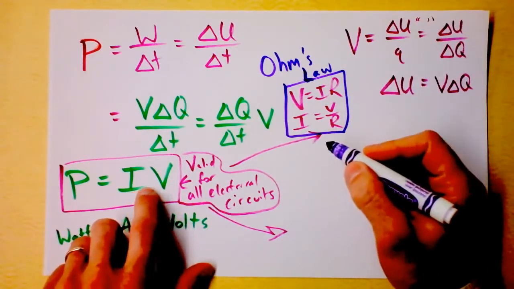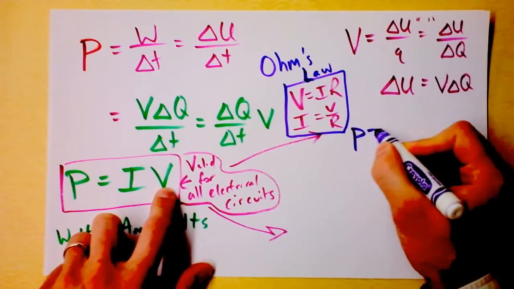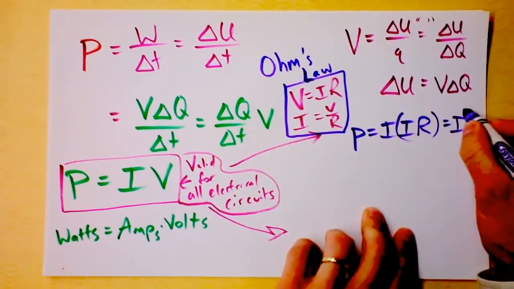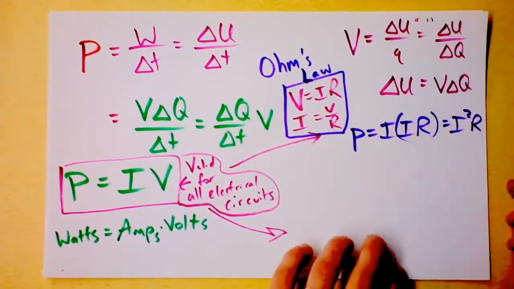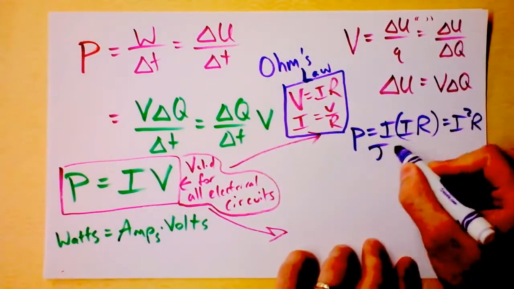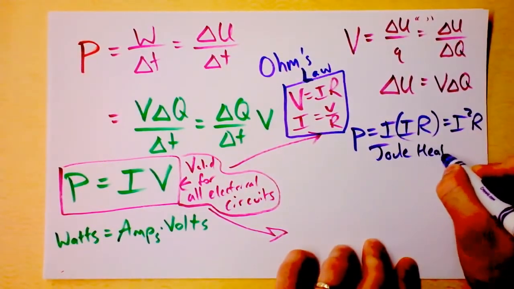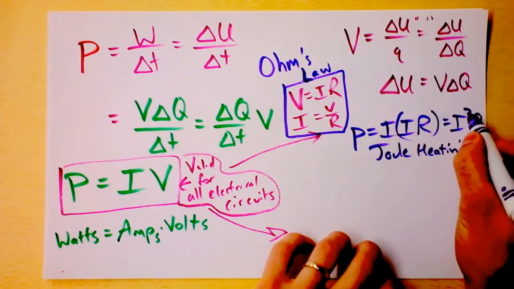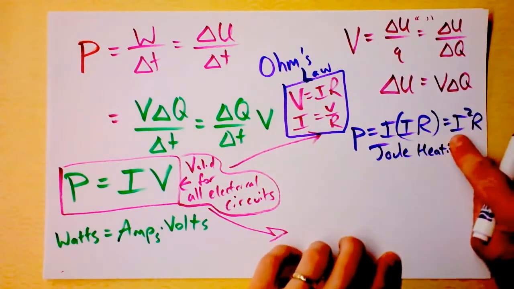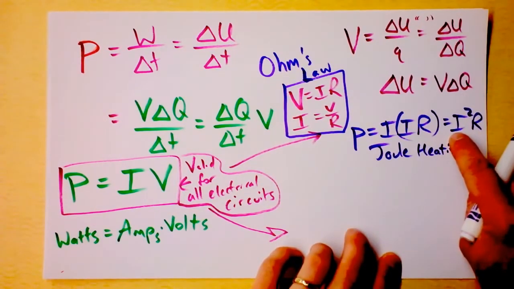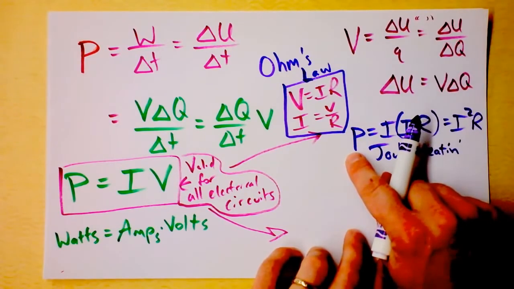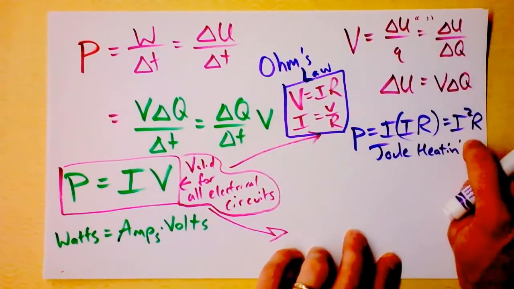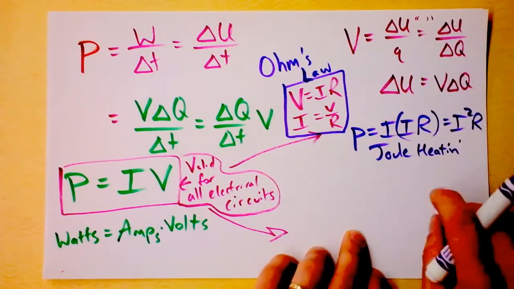First, I'll say that V is IR. That gets me I times IR. That says power is I times IR, where IR was V. So this is I squared R, and this is named Joule heating. That's the name of this equation right here. And Joule heating is an excellent and powerful effect for a resistor. If you put more and more current through a resistor, you get that resistor to transfer more and more energy into heat. So that's why the resistor heats up. In fact, any wire that you put a current through will heat up by Joule heating.